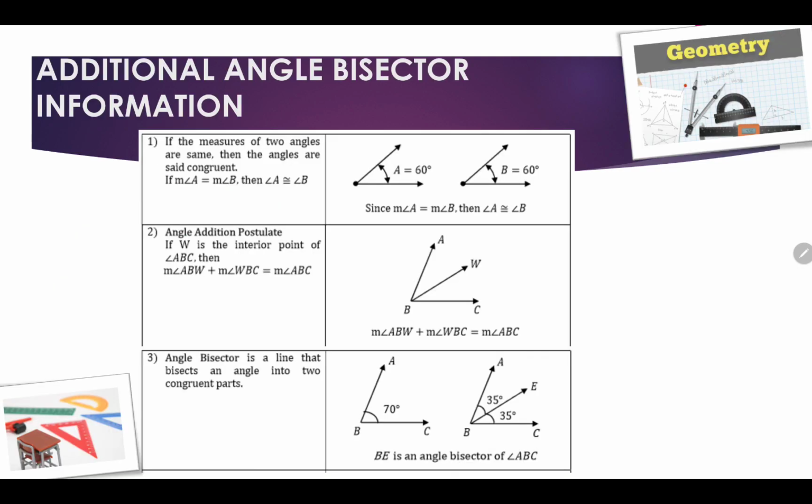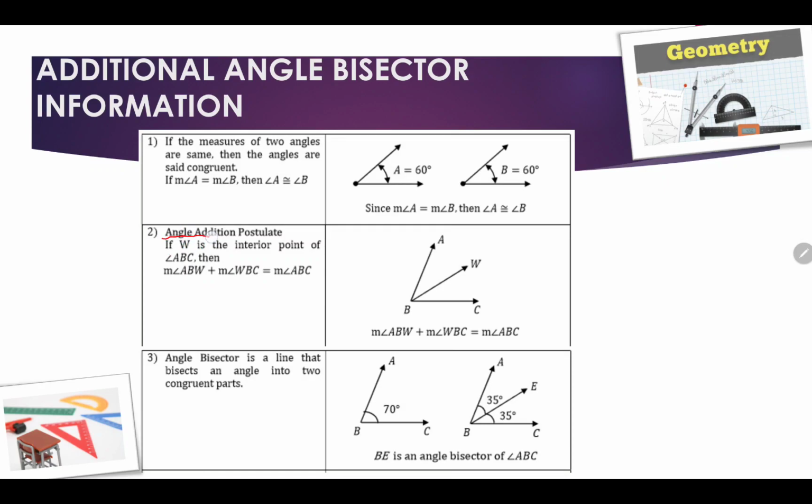Okay, so in this slide we have additional info about angles and angle bisectors. The first one is, if the measures of two angles are the same, for example, the measurement of angle A equals 60 and the measurement of angle B equals 60, then the angles are said to be congruent. So measurement of angle A equals measurement of angle B, then we can say that angle A is congruent with angle B. Okay, number 2, angle addition postulate.